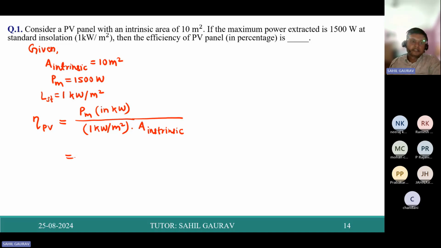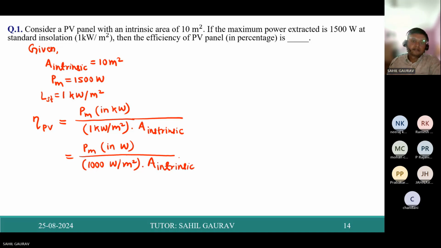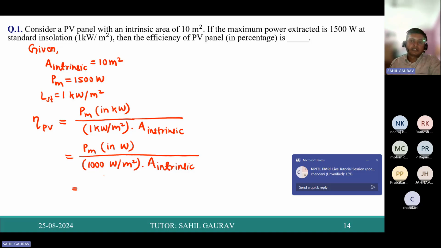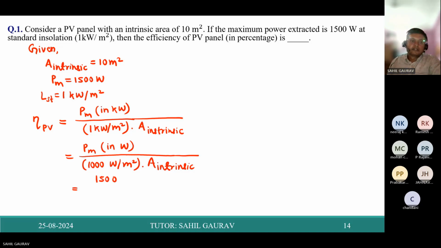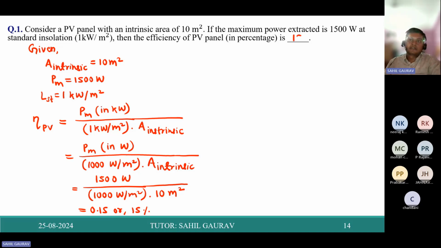Now you can also write this in watt, then it will be maximum power in watt, and then it is 1000 watt per meter square into intrinsic area. So this PM in watt is done, you are correct. 1500 watt upon 1000 watt per meter square, and intrinsic area is 10 meter square, and you place 1500 watt. That will give you 0.15 or 15%. Therefore, 15% is the correct answer.